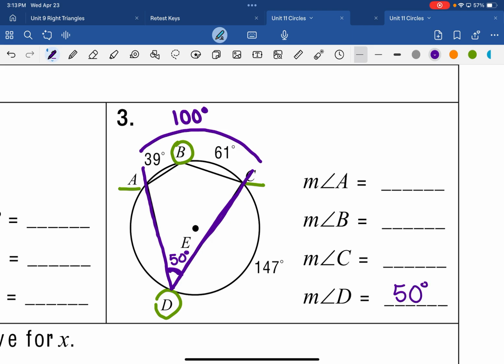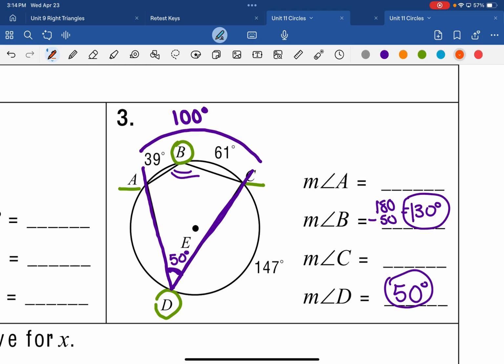If I know that D is 50, how could I find B? It's easier than that. What's the relationship between opposite angles? Opposite angles are supplementary, so if I know that D is 50, for angle B I can just do 180 minus 50, which gets me 30 degrees. Wait, how does 180 minus 50 equal 30? Oh, it's 130. It's 130, sorry.